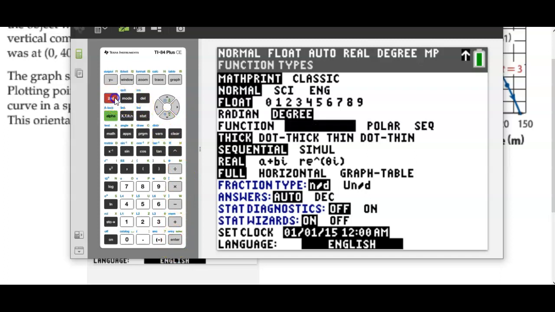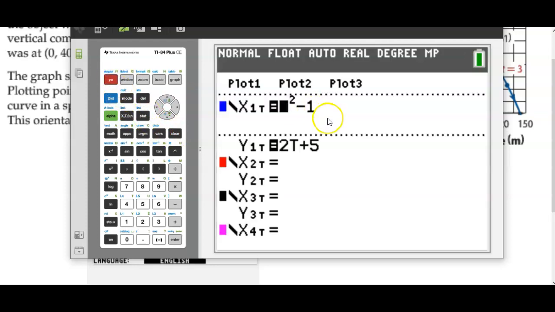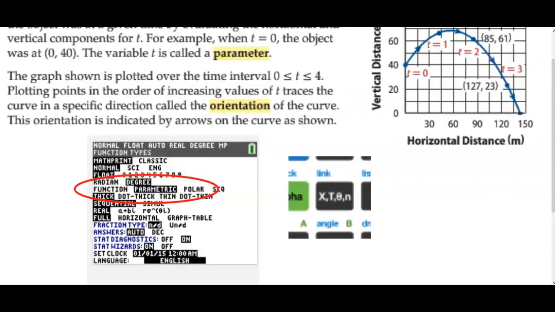Now, what happens when you do this is when I hit this X key right next to alpha, now that I'm in parametric mode, I get a T, not an X. That's going to be really important because when I go here, I'm going to want to get a T. We'll get to that in a second.